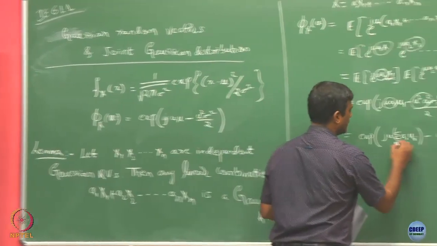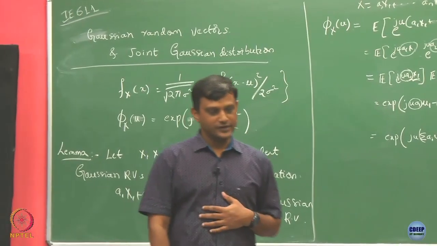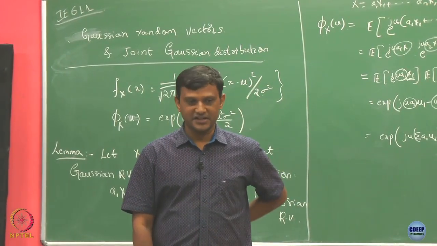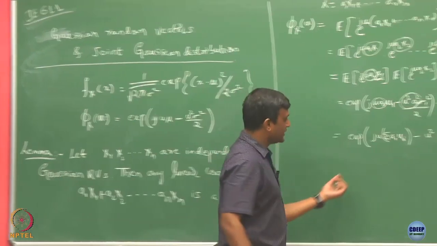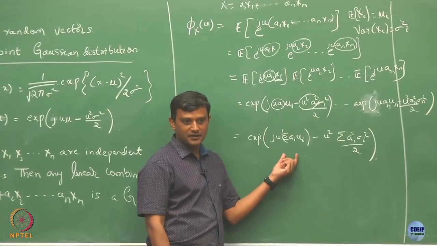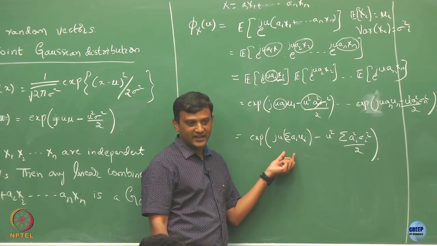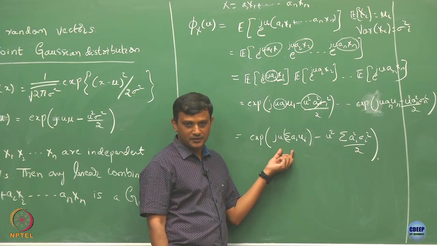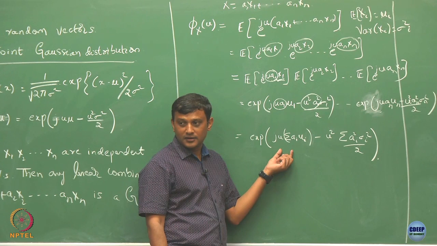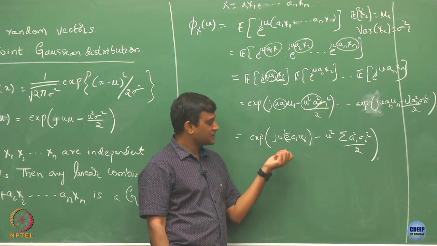Now, if you go back, we have already said that every distribution has a unique characteristic function, right? Now, you should just look at this characteristic function. Which distribution does this characteristic function correspond to? With what parameters?